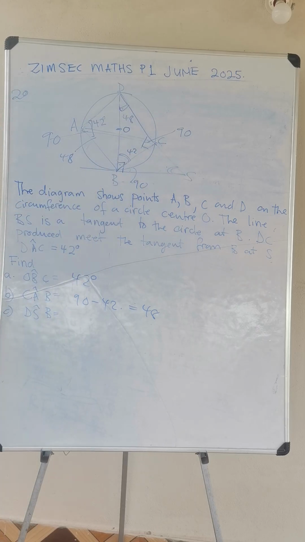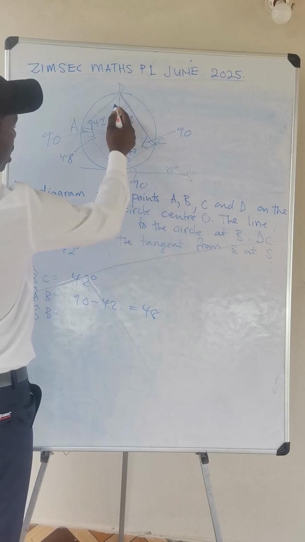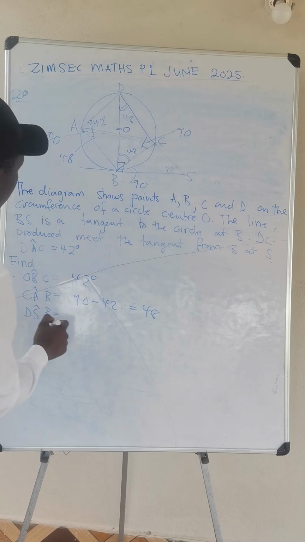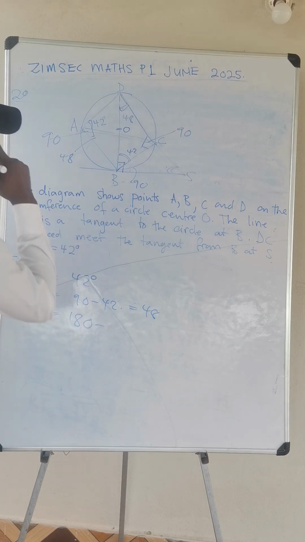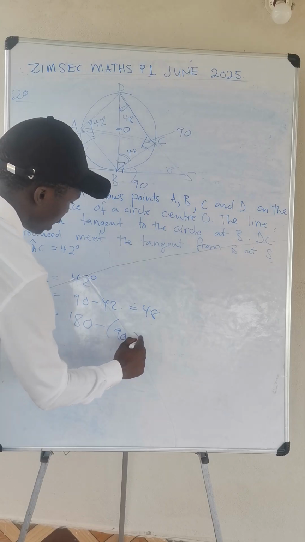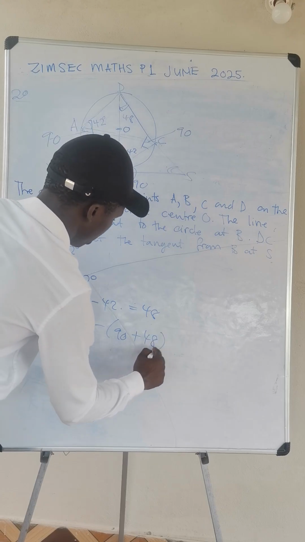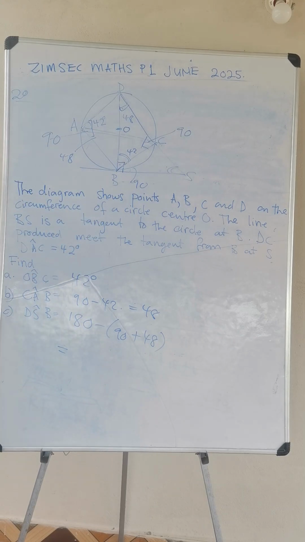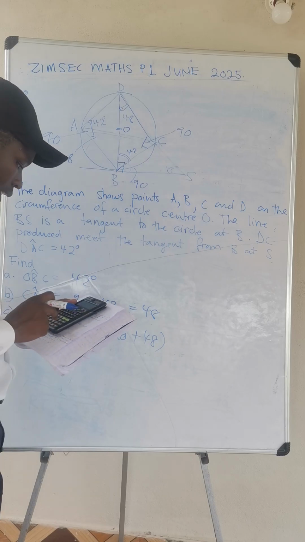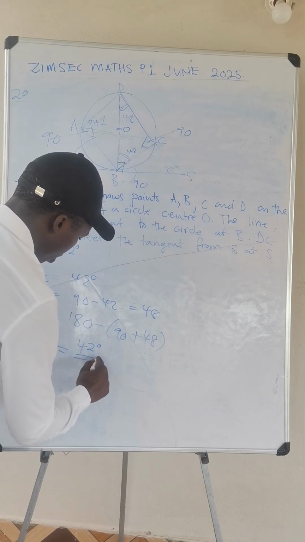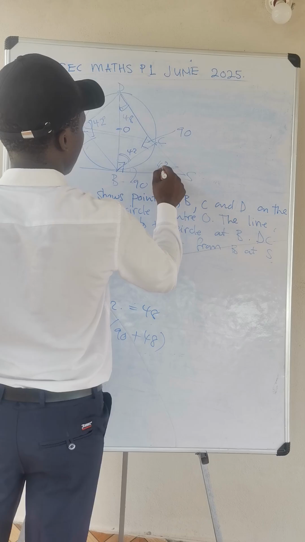Okay. Then after that, we say 180, because this one is a triangle again, it is 90 plus 48 from 180. So it's equal to 180 minus 90 plus 48. We get 42 degrees. So it means here is 42 degrees.